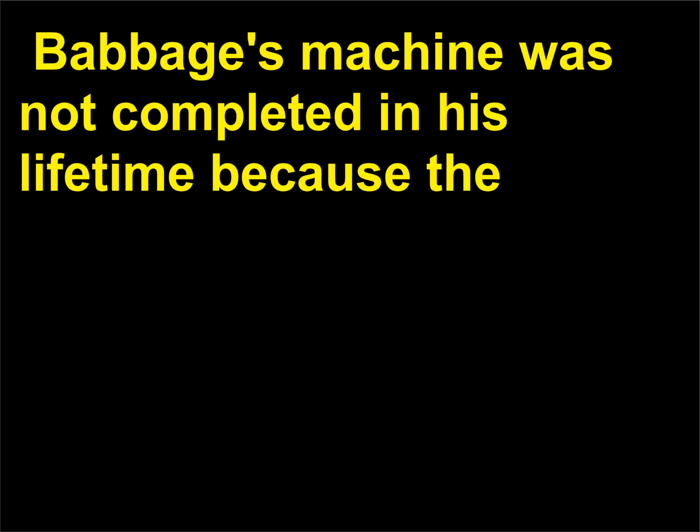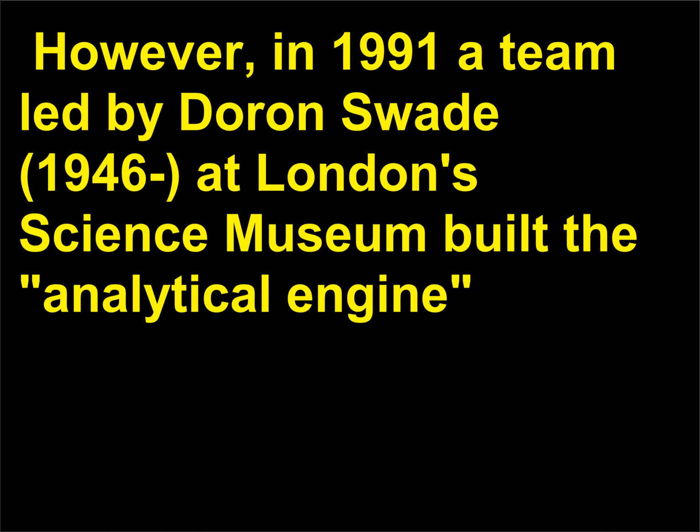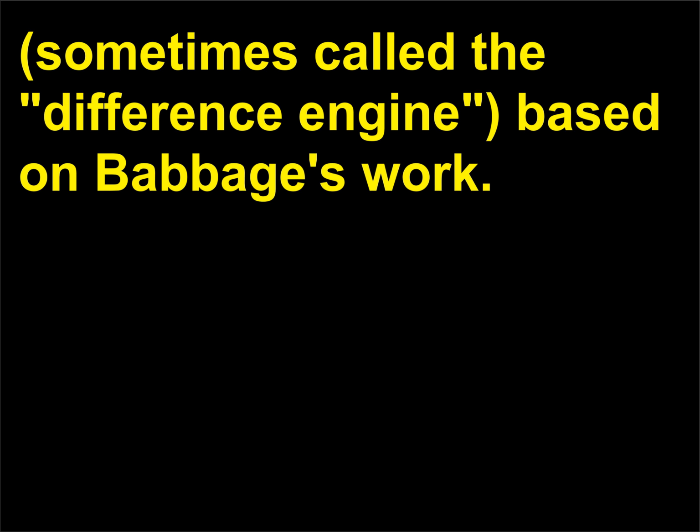Babbage's machine was not completed in his lifetime because the technology available to him was not sufficient to support his design. However, in 1991 a team led by Doran Swade, 1946, at London Science Museum built the analytical engine, sometimes called the difference engine, based on Babbage's work.